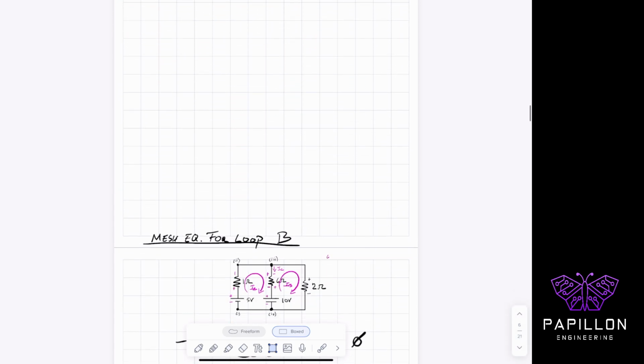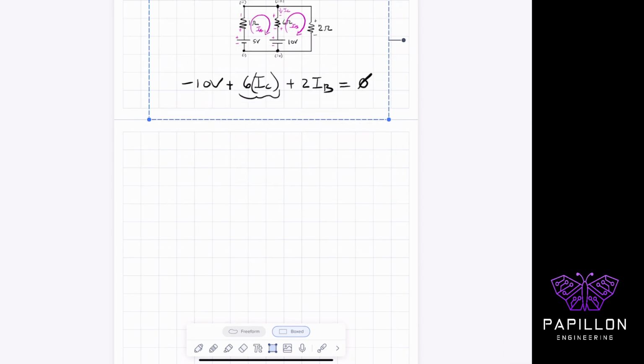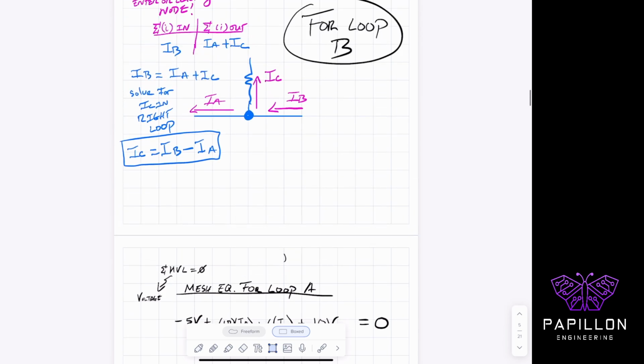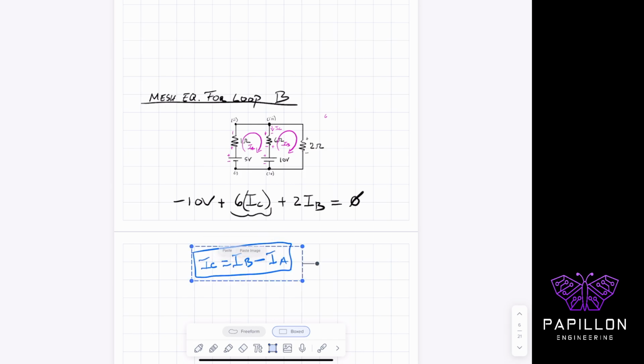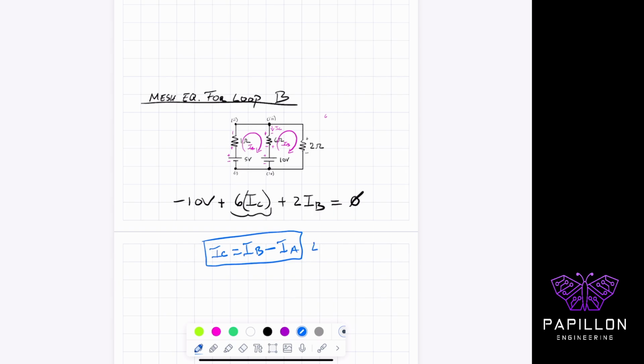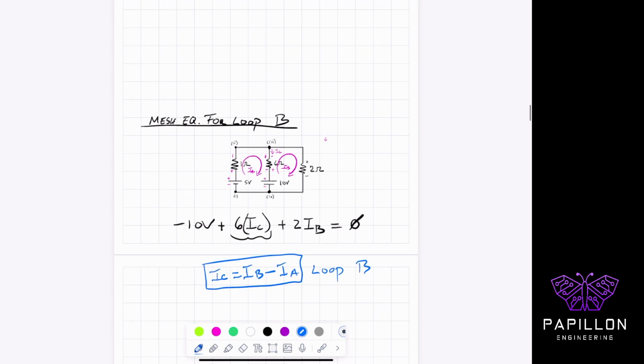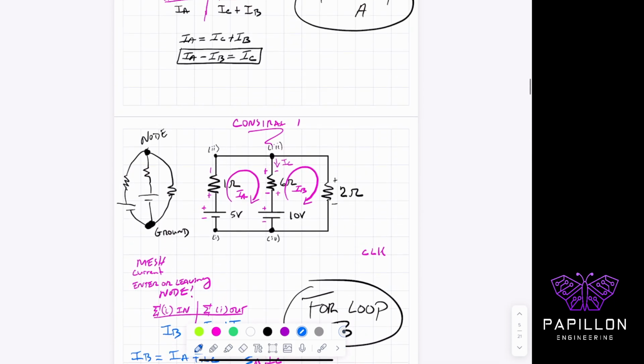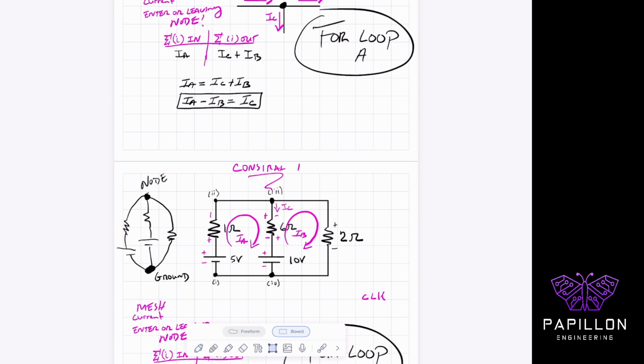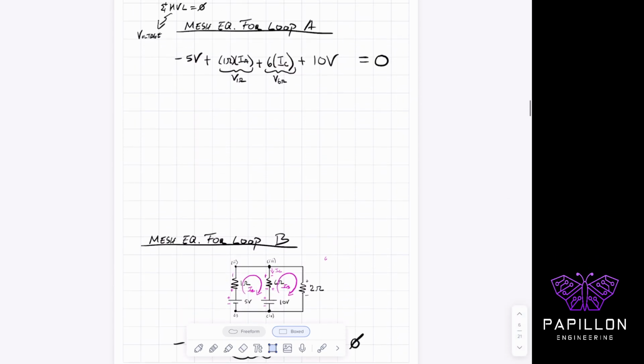All right, fantastic. Now that we have hopefully a better grasp of this, I'm going to copy my constraint equations. This is for loop B. I'm going to place my constraint equation here. I'm going to put here loop B so I don't forget. And then I'm going to also put my constraint equation for loop A over here. Okay. So now the idea is that we have to simplify this problem and solve.